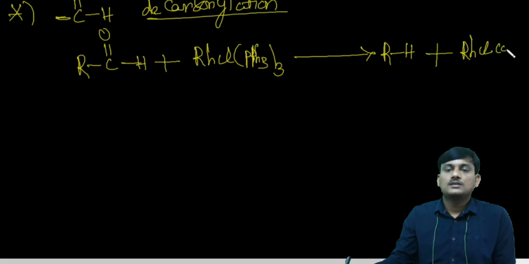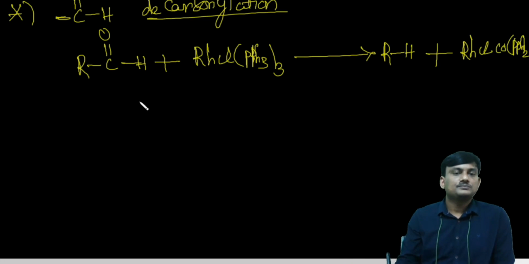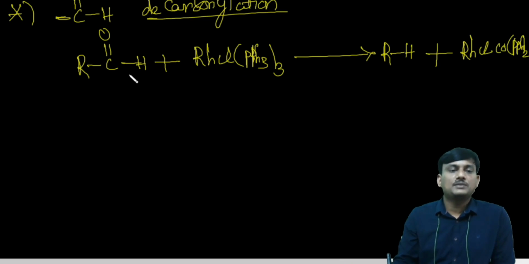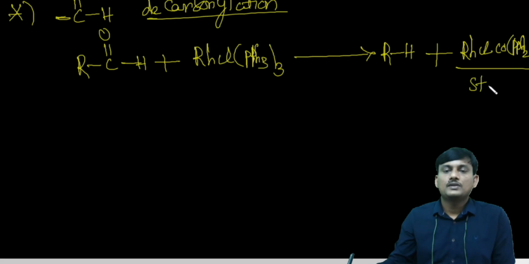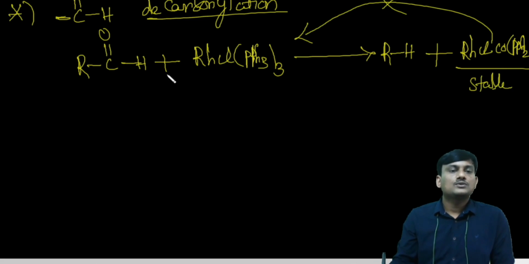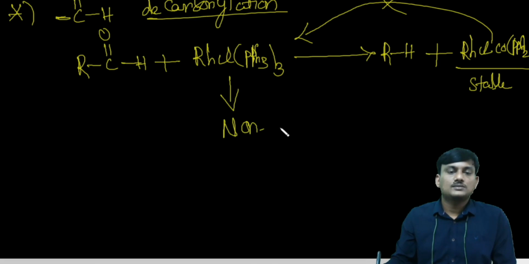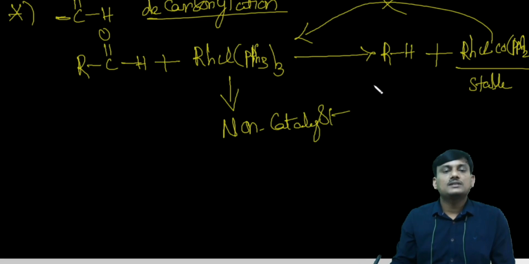And here there is a formation of a new coordinate complex, RhCl(CO)(PPh3)2. One of the PPh3 will be replaced by the CO ligand. This one is highly stable. It cannot be converted into Wilkinson's catalyst. So in this case, the catalytic property of Wilkinson's catalyst will be lost. It can convert aldehydes into alkanes, but it cannot act as a catalyst.